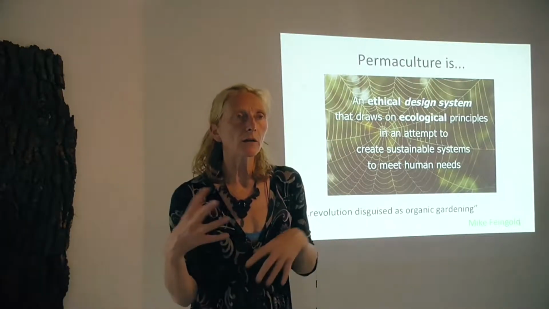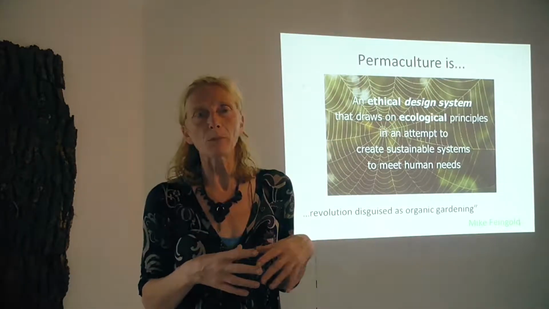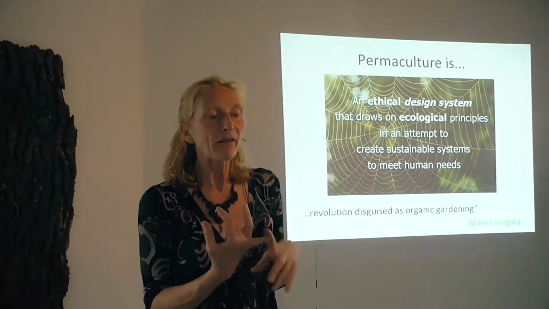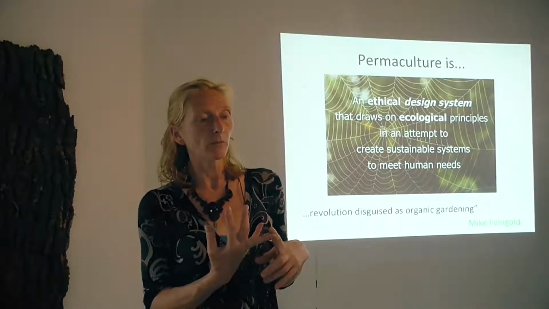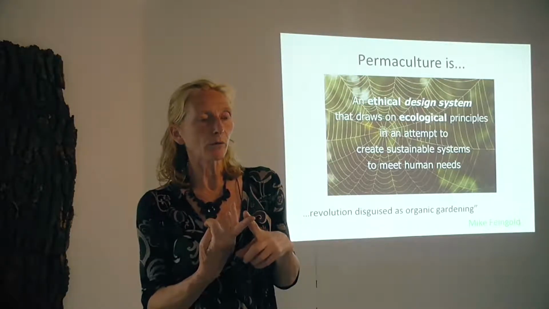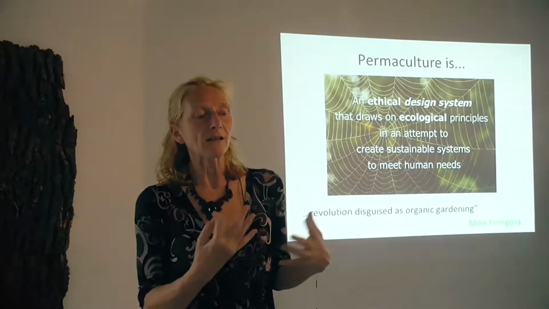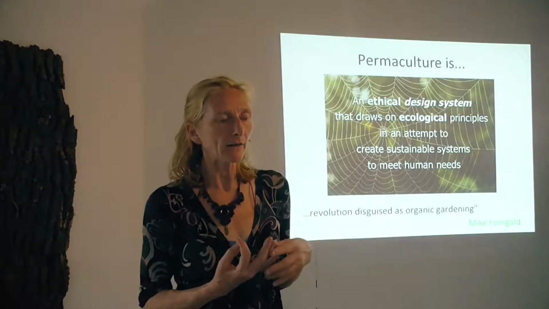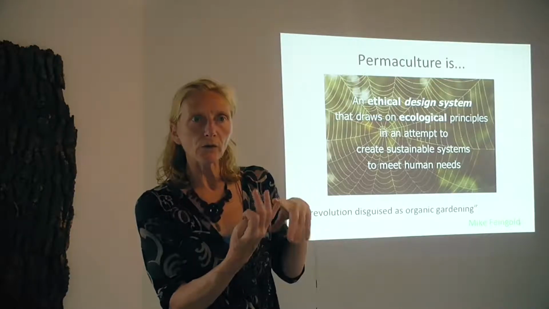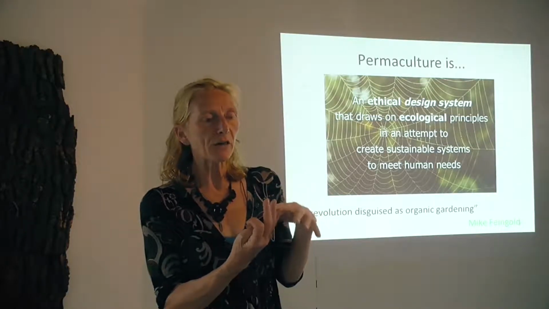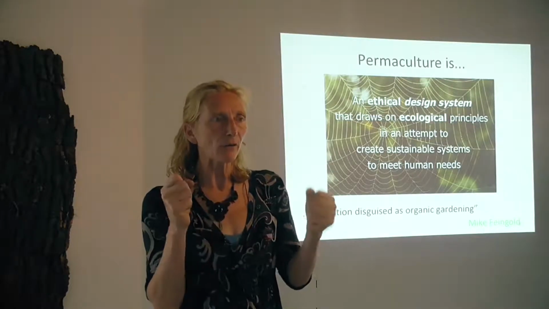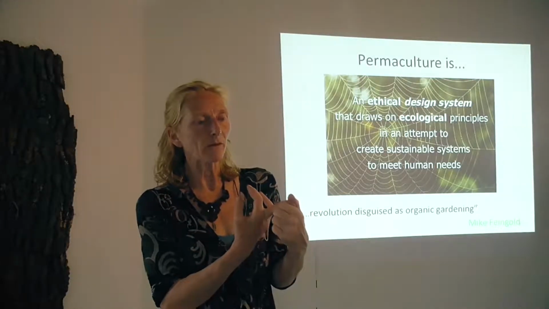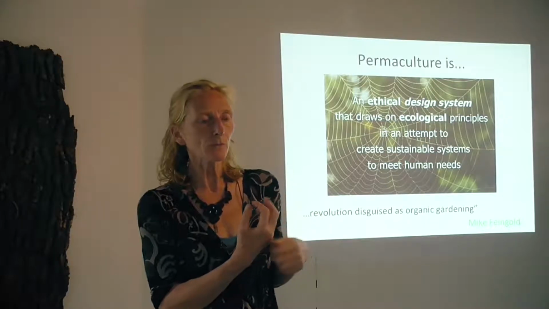So a definition, there's many definitions, but a definition is that it's an ethical design system drawing on ecological principles in an attempt to create more sustainable human systems, meeting our needs. So in bold you'll see these three things that form the three legs of permaculture. It's ethical, it's a design system, and it's based on ecology.